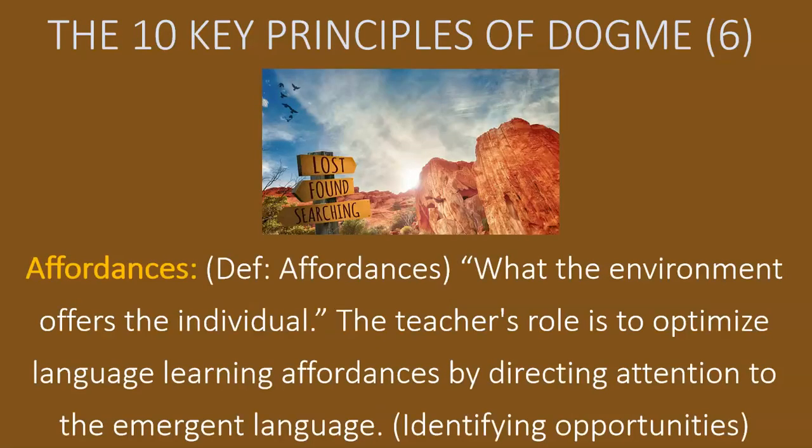Okay, we're on to number 6. This is affordances. Definition of affordances: what the environment offers the individual. So the teacher's role here is to optimize language learning affordances by directing attention to the emergent language. I've interpreted this somewhat as identifying opportunities, and I think the picture serves this principle well. We've got lost, found, and searching. So perhaps the teacher's going to identify that searching is where we should be going here.